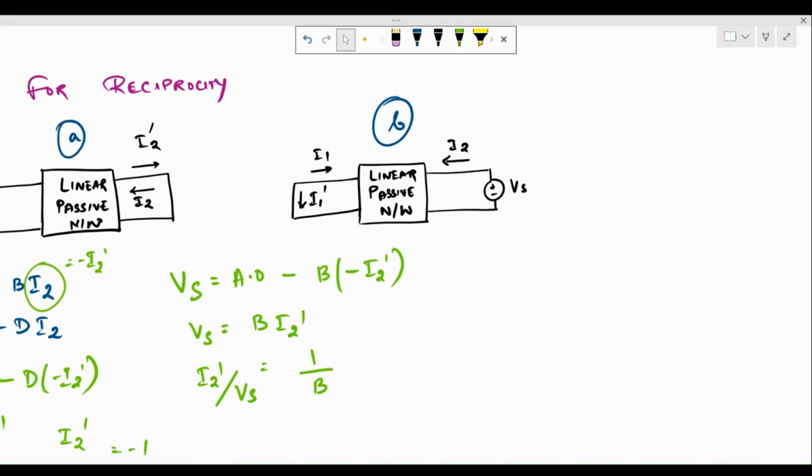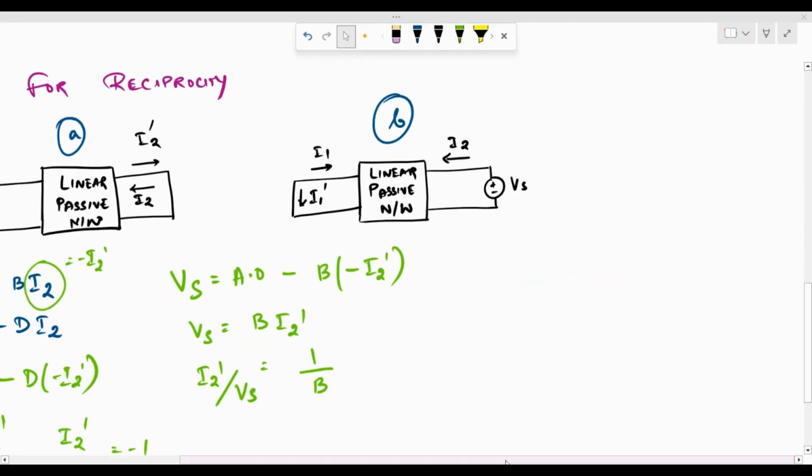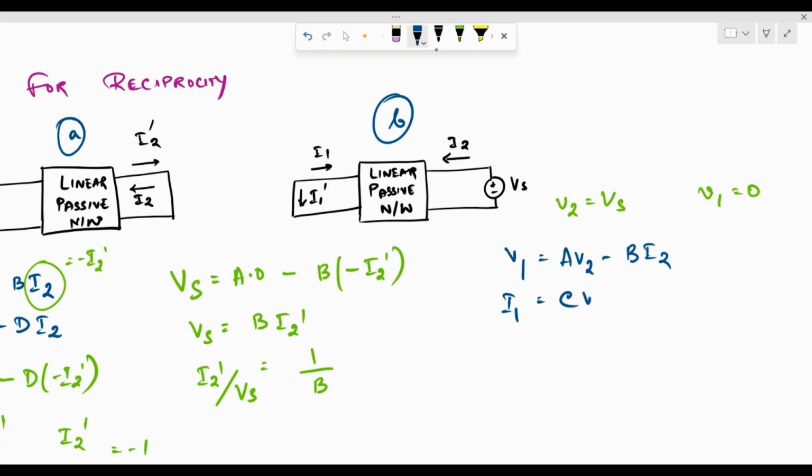Now let's try and obtain the second condition from the configuration B. So here we see that V2 is going to be Vs, and V1 is 0. So when I apply it to this equation, V1 is equal to A V2 minus B I2, and I1 is equal to C V2 minus D I2. So when I apply these over here, I should get the ratio I1 dash by Vs, so to say.